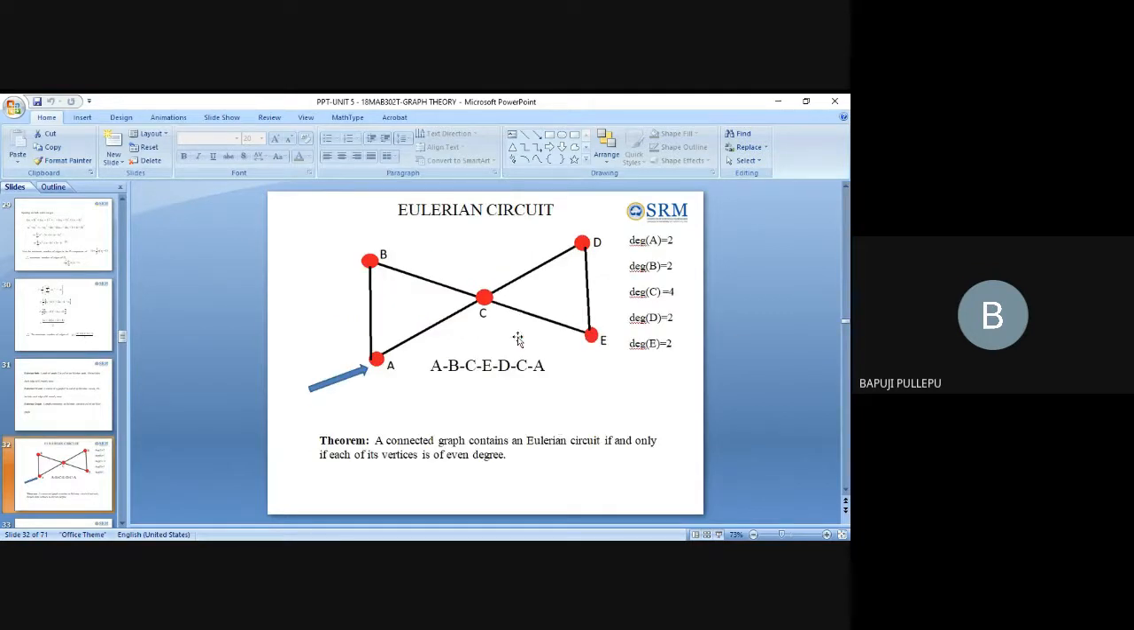Next, this is the Eulerian circuit. See, degree of A is 2. Theorem: a connected graph contains an Eulerian circuit if and only if each of its vertices has even degree. So even degree means you can say Eulerian circuit. The degree of A is 2, the degree of B is 2, and the degree of C is 4. So this is one theorem to remember: a connected graph contains an Eulerian circuit if and only if each vertex has even degree.